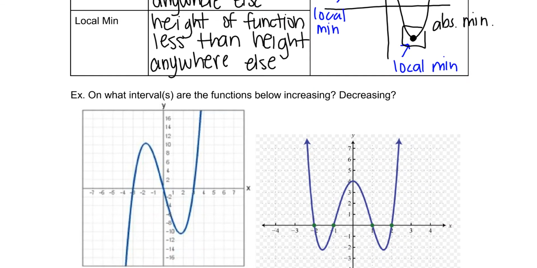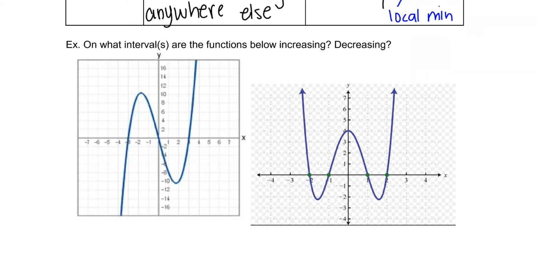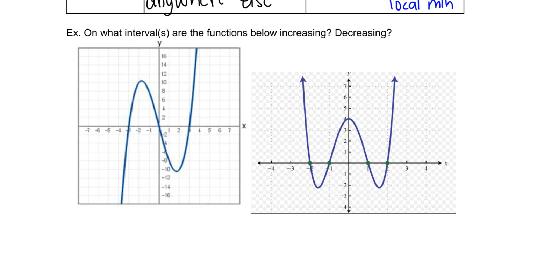So let's look at some examples. Let's find on what interval or intervals our functions are increasing and or decreasing. When we're looking for intervals, we're going to be using interval notation from Module 1. So let's go ahead and just identify turning points. That way we can start looking for where we're going to have turning points. If we look here, the graph starts up, then it goes back down, then it goes up again.